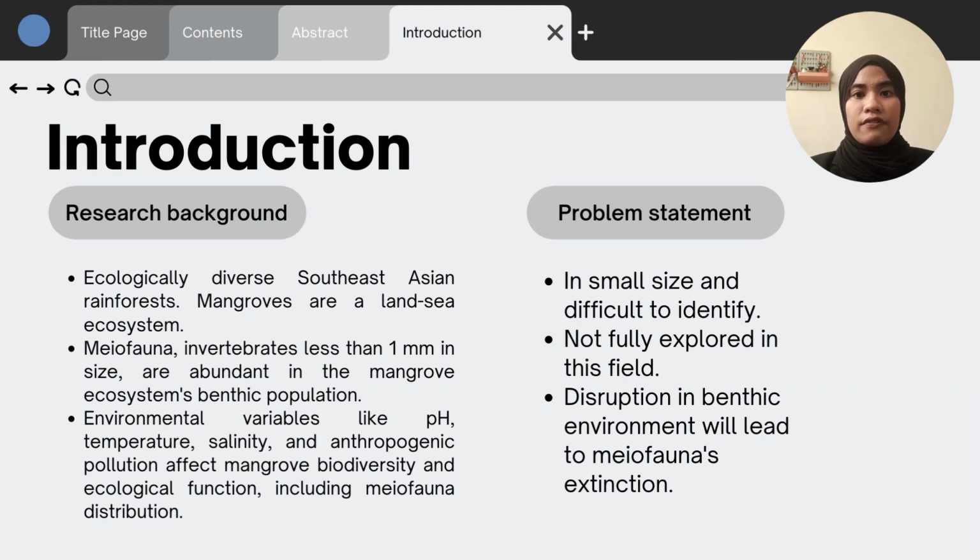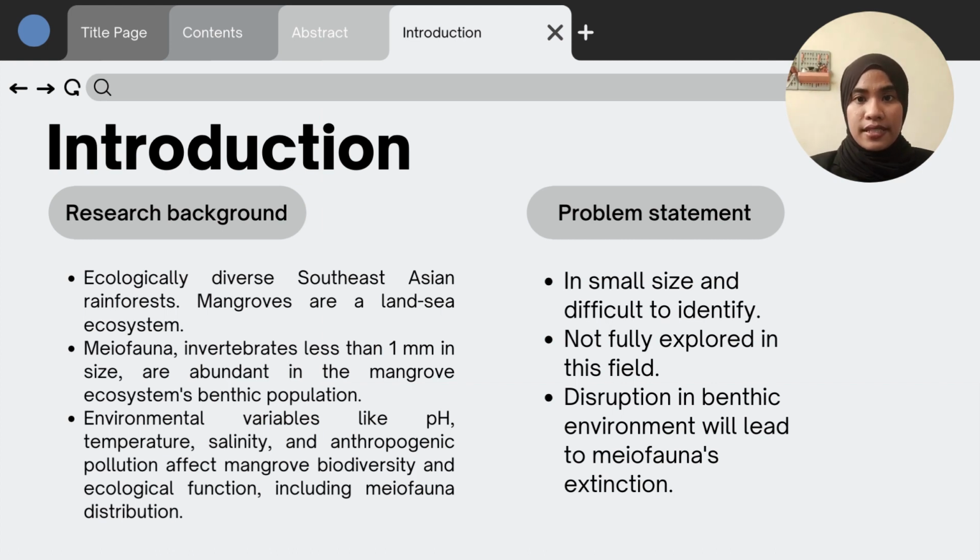Meiofauna is a type of invertebrate less than 1 millimeter in size, plays a vital role in mangrove ecosystem. Environmental variables like pH, temperature, salinity, and anthropogenic pollution affect meiofauna distribution and mangrove ecosystem as well.